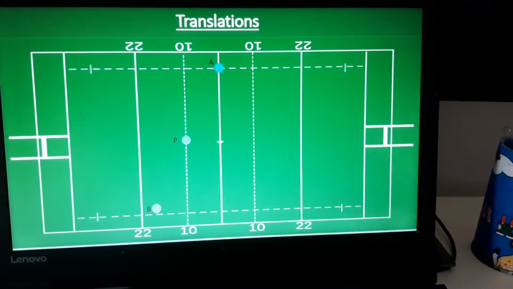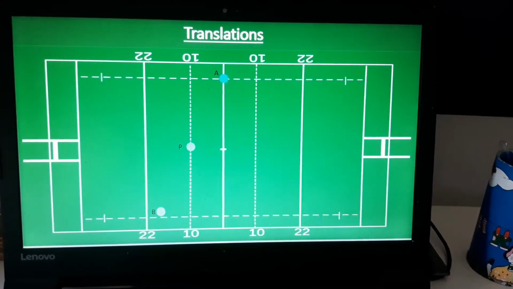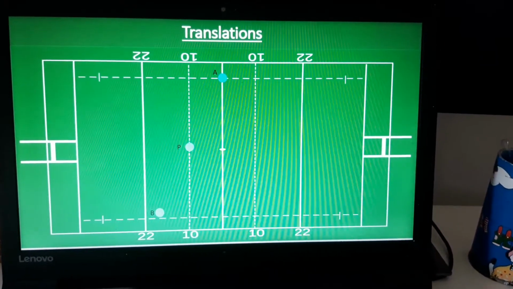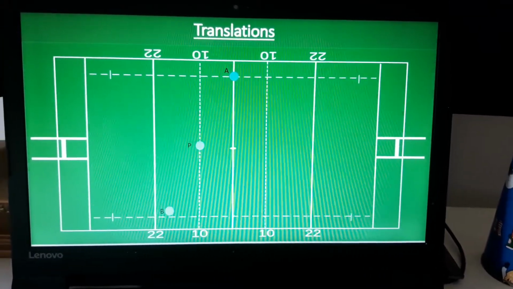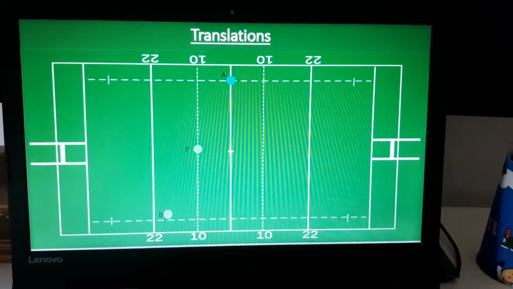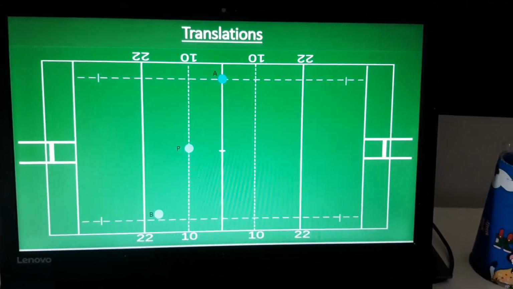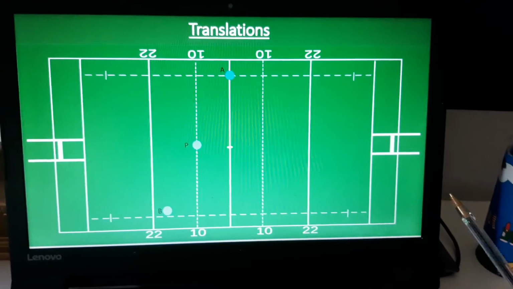So for this video, I'm going to show you how I would teach translations to a junior cycle class. I didn't want to go the usual route of just showing them how it's done. I wanted to incorporate a real life scenario, give a question that the students can relate back to. So I decided to use rugby as an example of this.